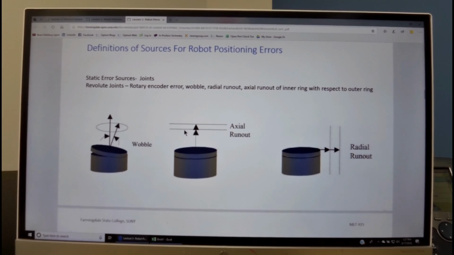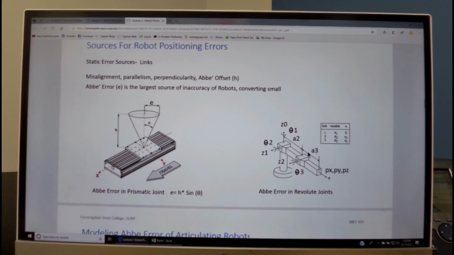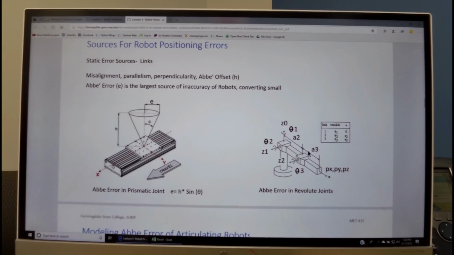When we talk about revolute joints, we see that sources of error may be a wobble, where the axis of the plate is not coinciding with the axis of the base. There may be run-out error when the plate comes up and down, like a flatness error, and there may be a radial run-out, analogous to straightness in a linear joint, which also may cause error in the system.